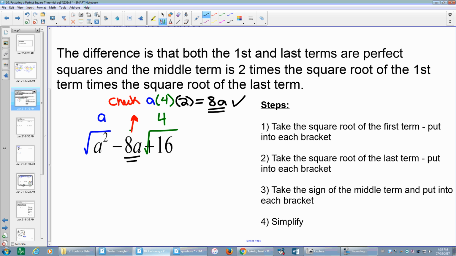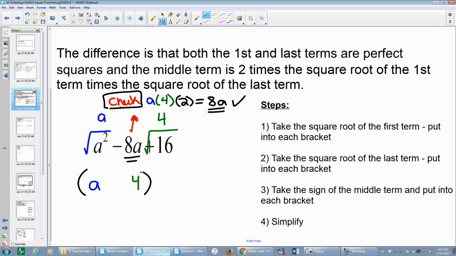So what's my trick? I have to perform this check. When I perform this check, and if it works, I can use this method. If it does not work, you have to use decomposition. So first step, take the square root of the first term and put it into each bracket. Well, I already know what the square root of the first term is. It's a. Step 2 says take the square root of the last term, put it into each bracket. That's 4.